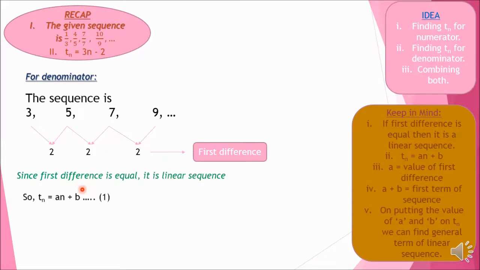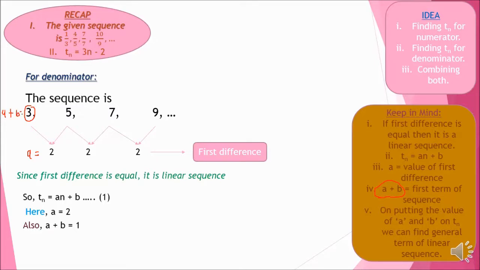Now we know what a is. Our a is 2, because the first difference is our a. Now a plus b is equal to the first term of the sequence. You can see here a plus b is equal to the first term of the sequence. The first term of the sequence is 3. So a plus b equals 3.